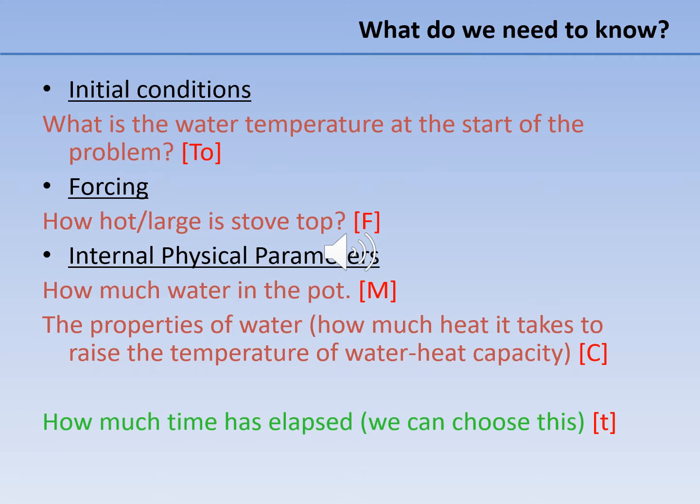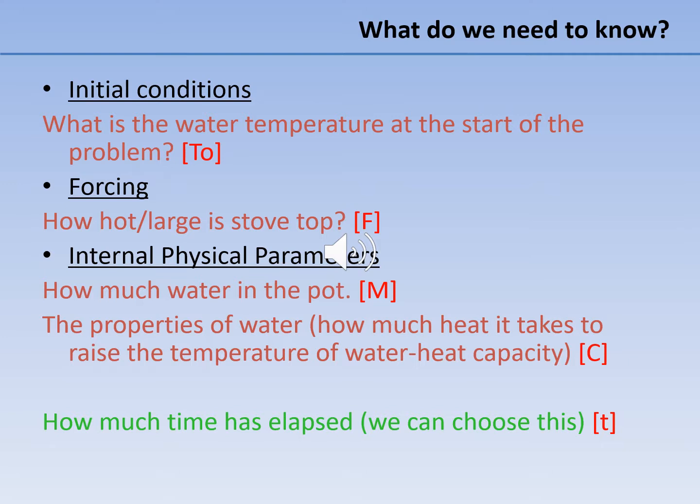Well, let's set up the initial conditions. What is the water temperature at the start of the problem? Let's assign that initial temperature T0. We need to know how large and how hot is the stovetop. We'll assign that variable F. How much water is in the pot? We'll assign that variable the letter M.